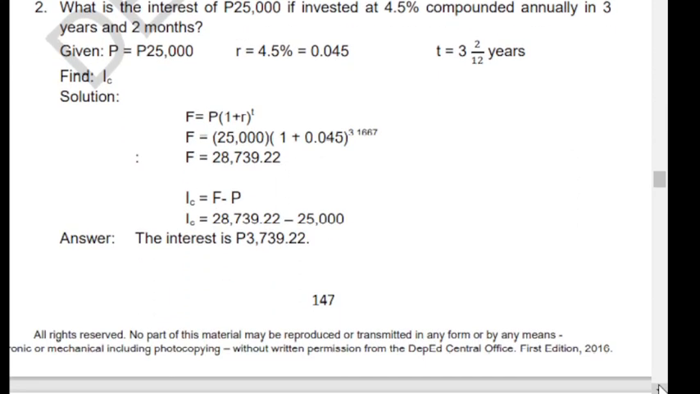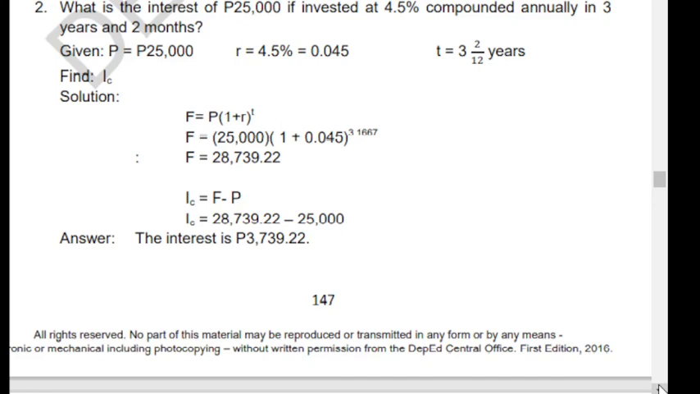Okay, then number 2. What is the interest of 25,000 if invested at 4.5% compounded annually in 3 years and 2 months? So therefore we have the principal of 25,000 pesos, the rate of 4.5% or 0.045, and the time is 3 years and 2 months. So therefore 3 and 2 over 12. Okay, months, you put it over 12.